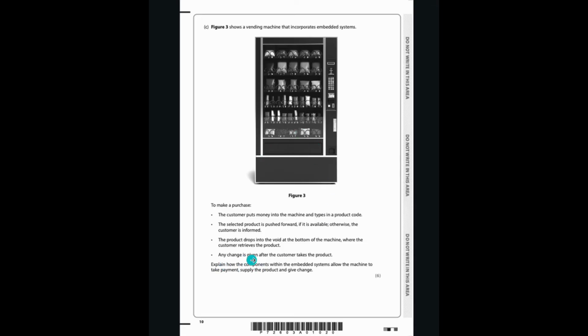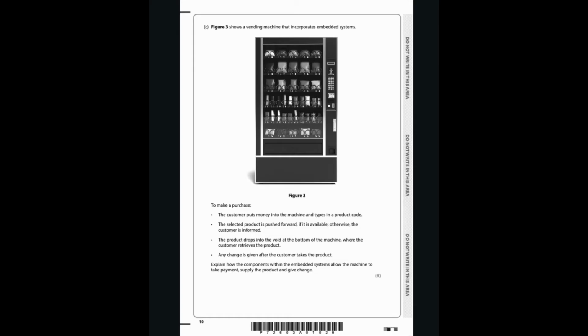Any change is given after the customer takes the product. That means if the price of the product is $5 and the customer pays $10, then the processor of this vending machine calculates the amount, identifies the product price, and then returns the change to the customer. Explain how the components with the embedded system allow the machine to take payment, supply the product, and give change.